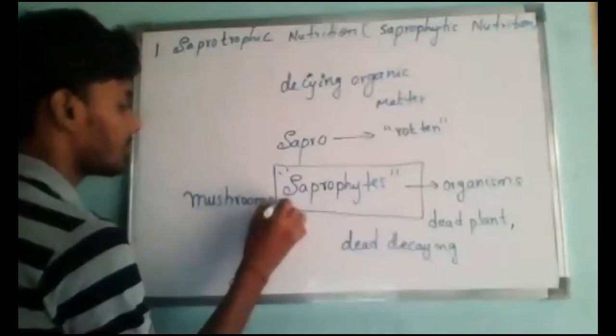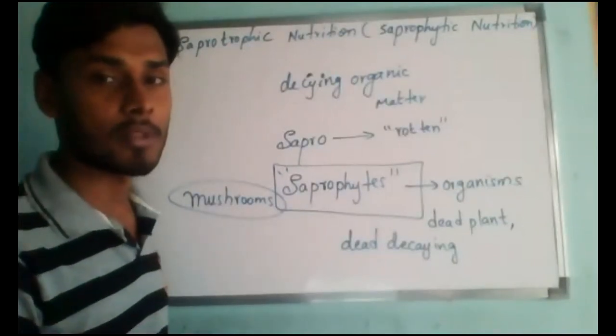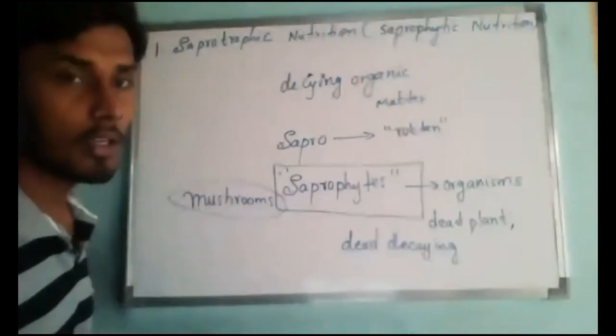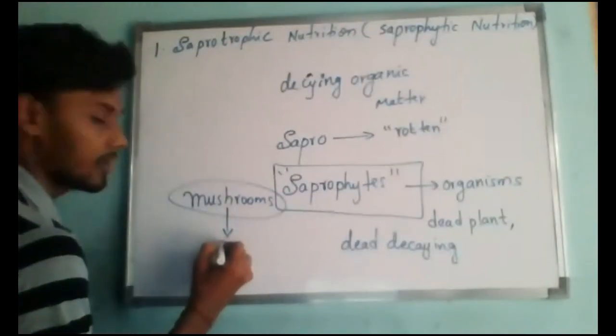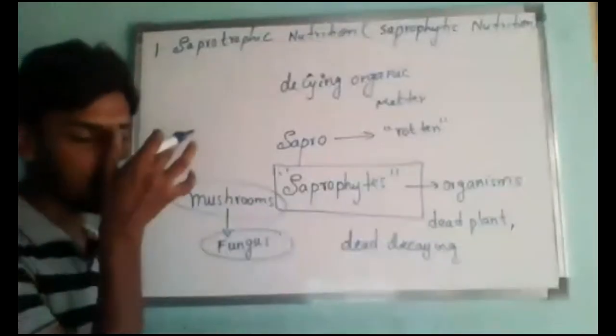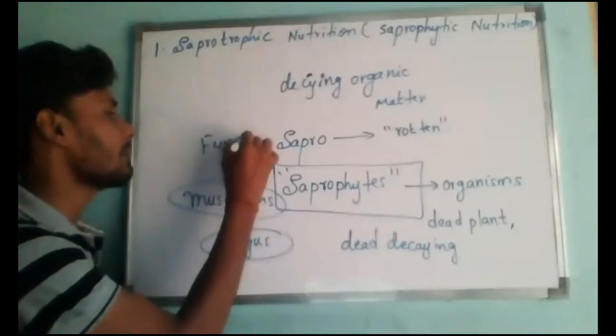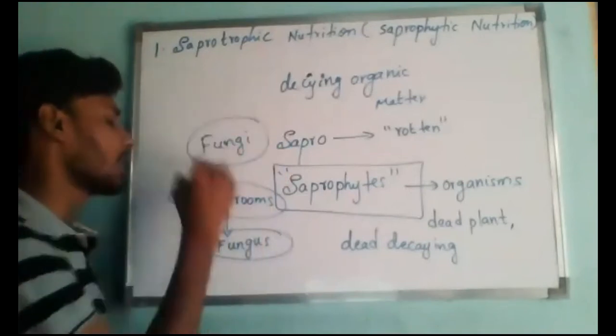Yes, sir. But a few mushrooms are very poisonous. If you taste them, you will die. That is what I am saying. So this mushroom is under what? It is a fungus. It is saprotrophic. So what family is it? It is the fungi family, because it is one of the fungi.